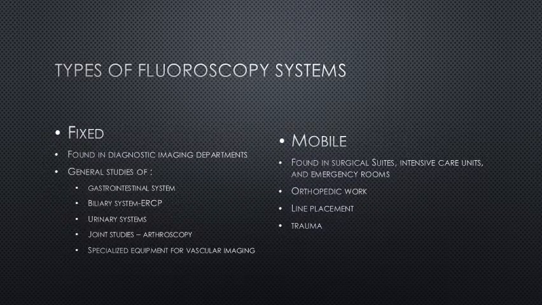So you're familiar with both types. There's fixed and there's mobile. Fixed are what we see in just regular general radiography departments, diagnostic imaging departments, and mobile are the C-arms that we use in surgical suites and other places.